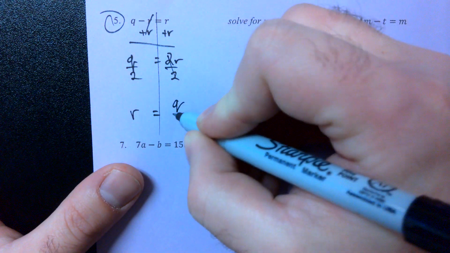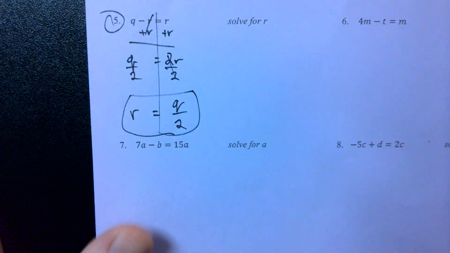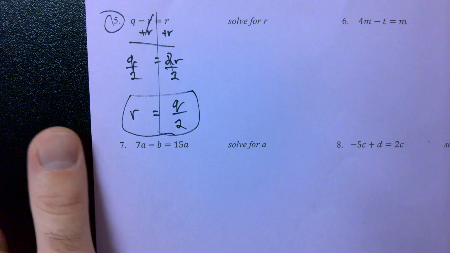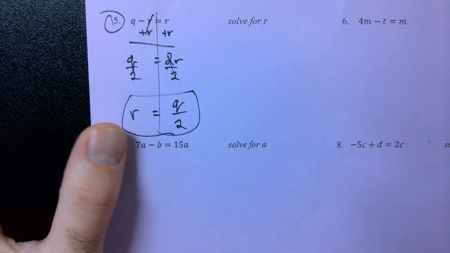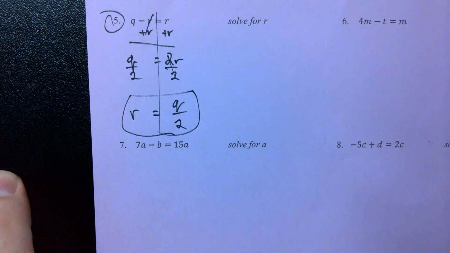So r is equal to q halves, or q over 2. Right? A lot easier that way. I got all my r's together on one side, isolated, nice and neat. That's what we would get. Now, onto the back.